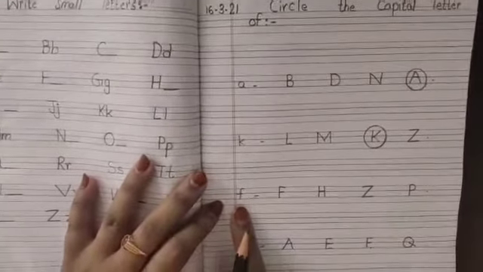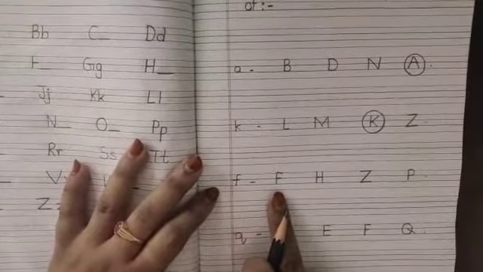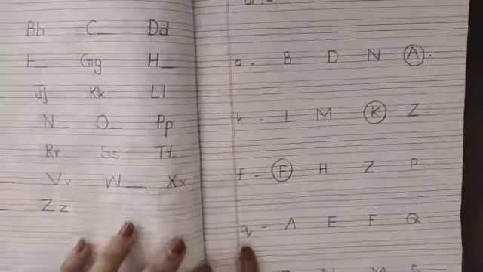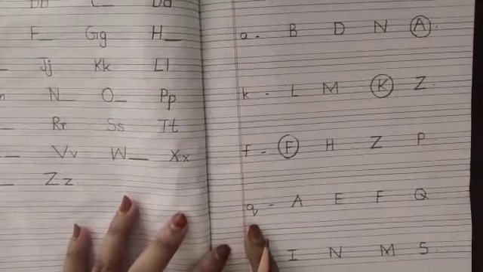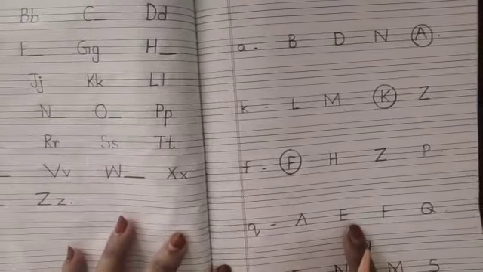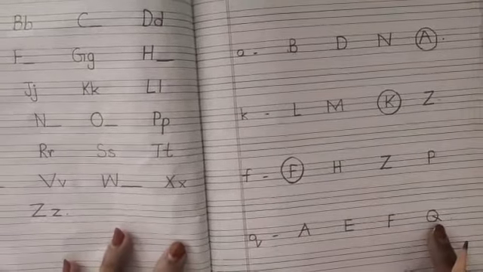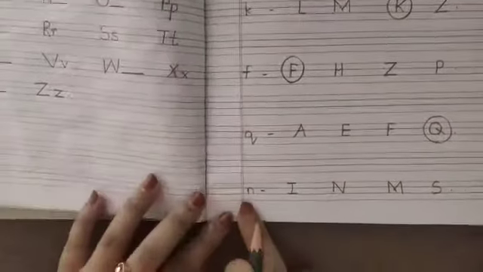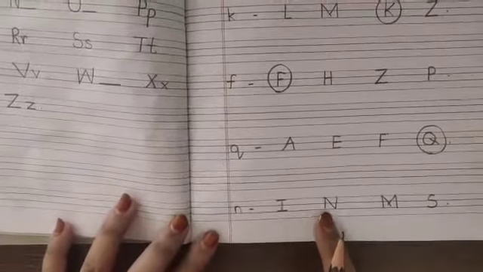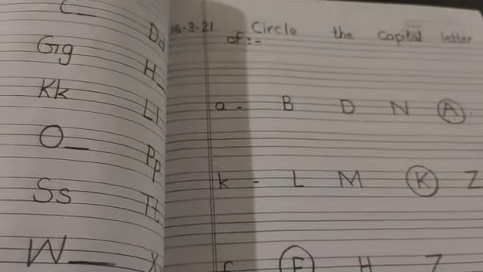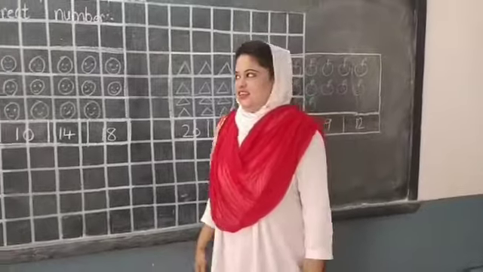Small f. Search for capital F. Is this capital F? Yes. So what you have to do? Circle it. Next, what is the next letter? Q. Now search where is capital Q. Is this capital Q? No. Is this capital Q? No. Is this capital Q? Yes. So what you have to do? You have to circle it. Now next, small n. Now search for capital N. Here it is. You have to circle it. In this way you will do it. Circle the capital letter.